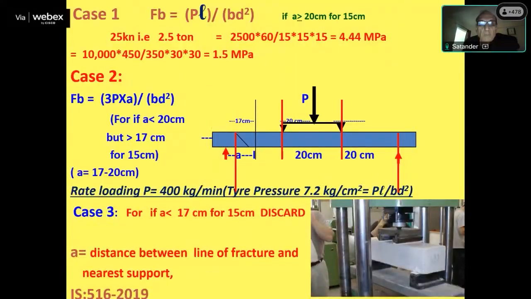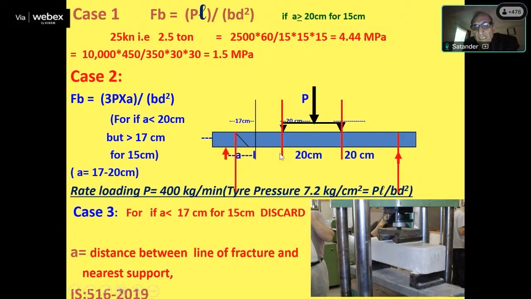How many people know the formula for this? M upon I equals F upon Y. From here, this equation has been developed. So there are three formulas. 90% of the time we have seen at site that people are not using the proper equation for finding the flexural strength for a tension member.